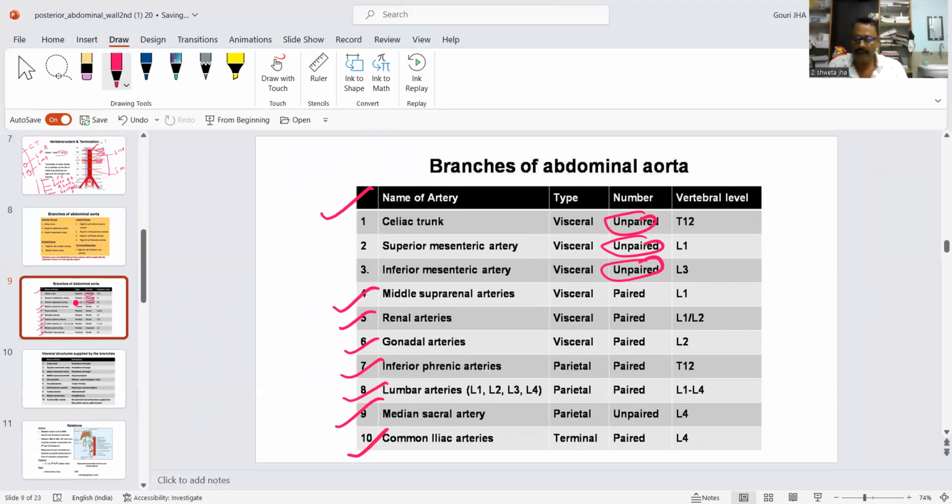Regarding the levels where they are coming from, we have seen that at the T12 level, the celiac trunk; at L1 level, the superior mesenteric artery; at L3 level, the inferior mesenteric artery. Now the remaining ones: middle suprarenal artery, L1; renal artery, L1, L2; gonadal artery, L2; inferior phrenic artery, T12; lumbar artery, we have already seen, coming from L1 to L4; medial sacral artery at L4; and the common iliac artery is also coming at the level of the L4 vertebra.